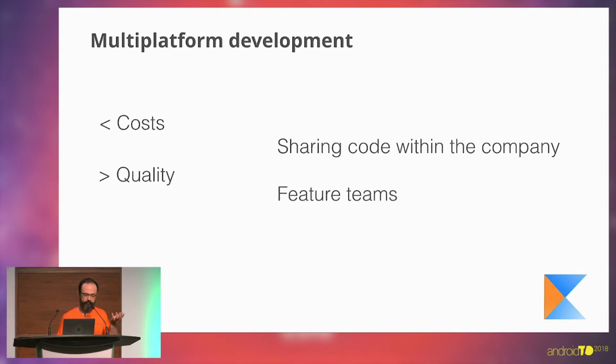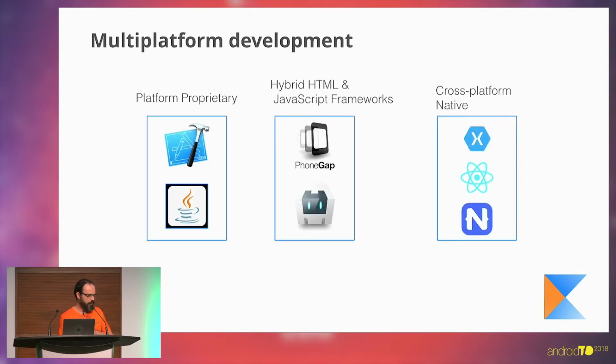Now, since I've been developing software, I think there have always been a few paradigms used for multi-mobile development. On one hand, we have the platform proprietary software: Xcode for iOS, Java or Kotlin to develop applications for Android. Basically since forever, there was also this paradigm of hybrid HTML and JavaScript frameworks, such as PhoneGap and Cordova, these sort of technologies that were able to code once and deploy to different platforms.